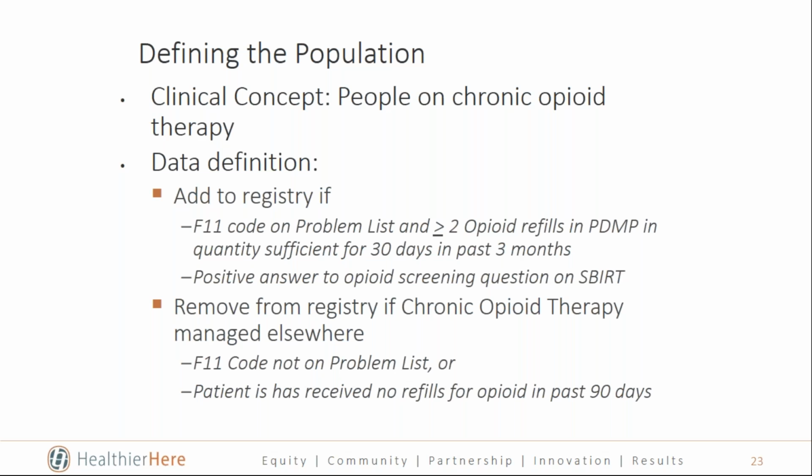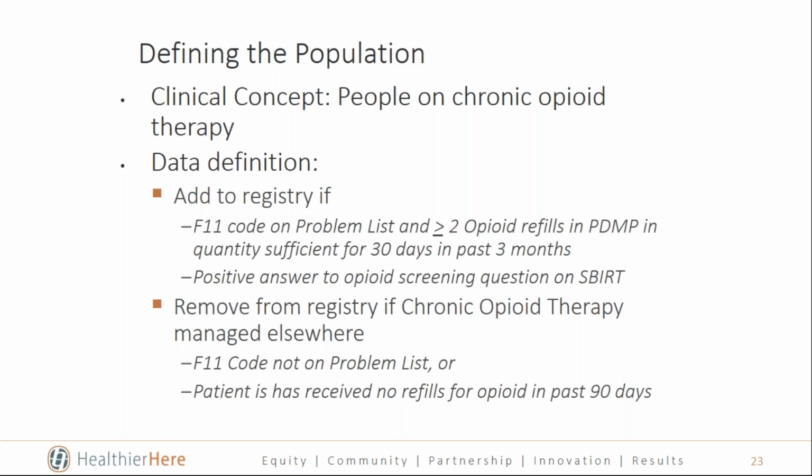So the clinical concept here that we're trying to capture in defining our population is people on chronic opioid therapy. The data definition, and there's a lot of ways to do this. So this is not saying here's what you do so much, but more here's how you approach it. So let's say we use that F11 ICD-10 code on the problem list, and then we use multiple opioid refills as our way to identify people who should have that on their list.